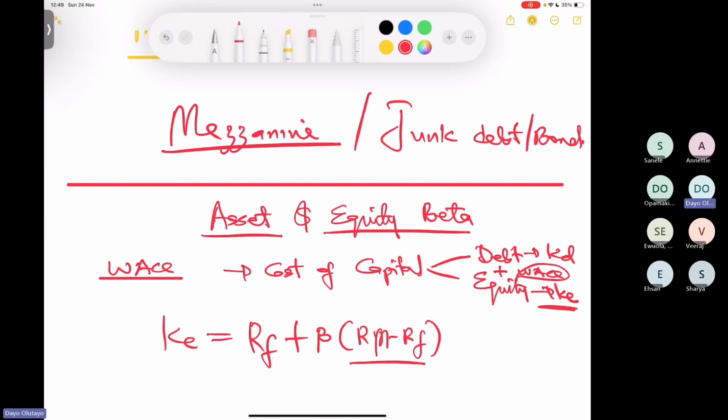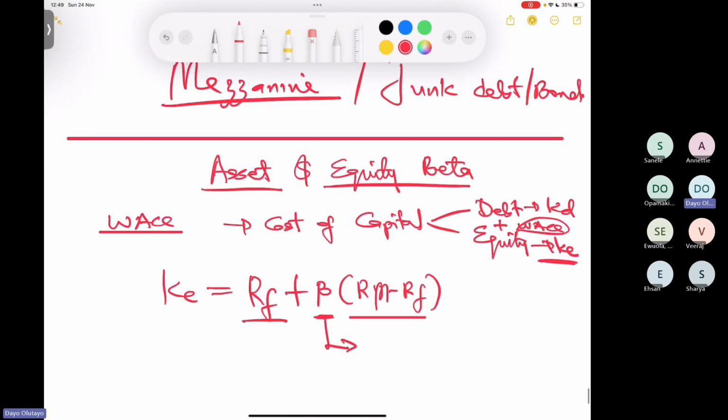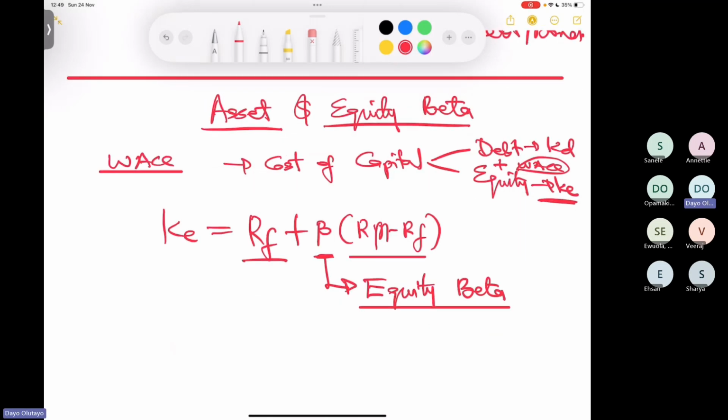Right. This is your market premium. This is your risk-free rate, and this is your beta. This beta that we're talking about here is the equity beta. Now, is it all the time you have to use the company's beta? Or sometimes you have to use the project-specific beta?